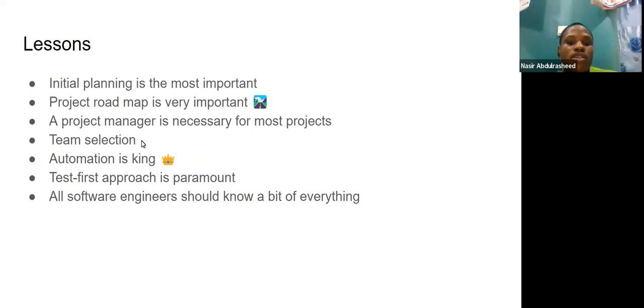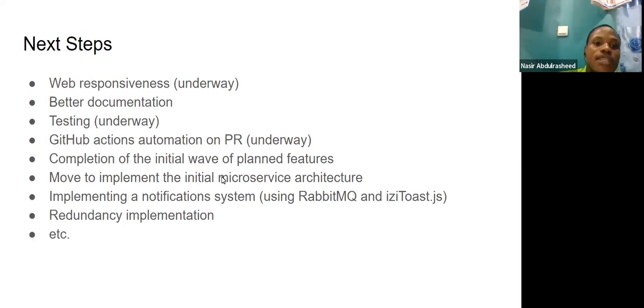Also, team selection is very important. You make sure that the team members have the required expertise along the way. Automation is king. Work as a lazy programmer, you are smarter, you are able to automate a lot of things. Test-first approach is important.